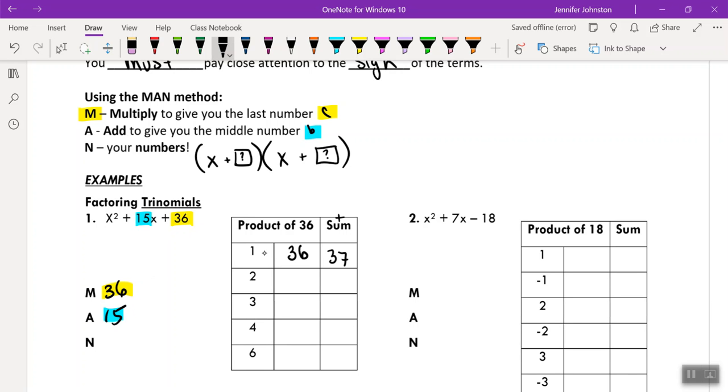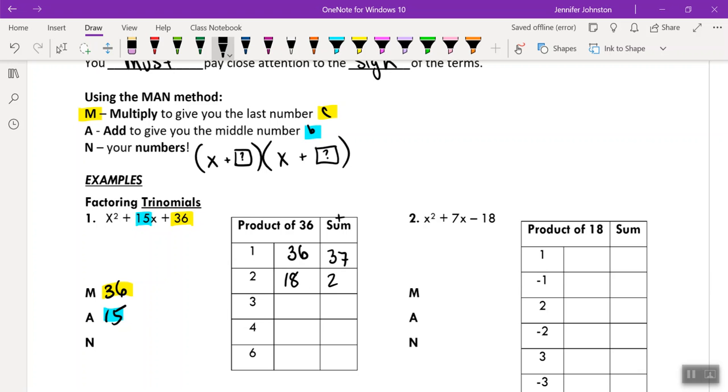So it's not going to be 1 and 36 as the two numbers. Again, we're looking for two numbers that multiply to give us 36 and add or subtract to give us 15. 1 and 36 do not give us 15. What about 2 and what times what is 36? 2 times 18. What about 2 and 18? Can that give us 15?